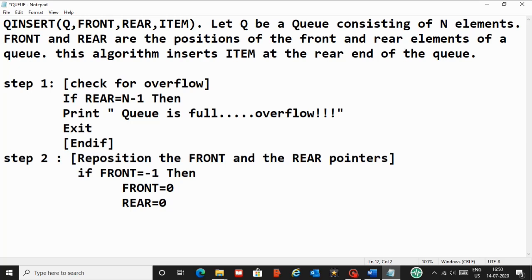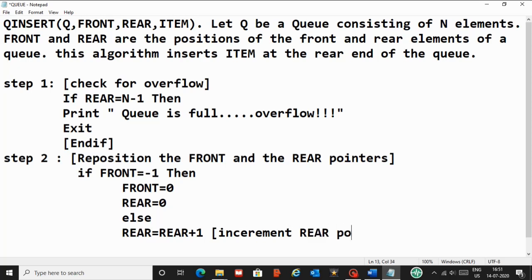After that, what will I do? If this is not true, that is, it is not the first element, then I have to increment rear. So I will say rear is equal to rear plus 1. That is, increment the rear pointer. Why am I incrementing? Because it should point to a vacant location. Otherwise, you will be rewriting on that same location, right? So for that reason, I am going to increment the rear pointer. And my if ends here.